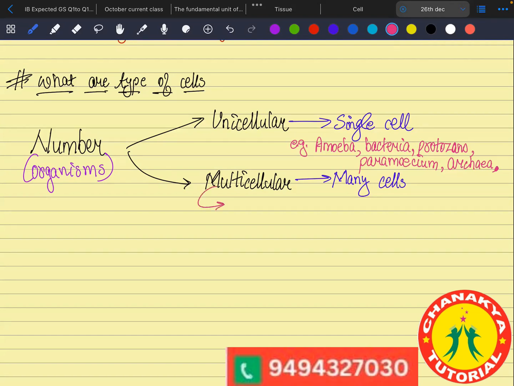Whereas for multicellular, examples we can take are plants and animals. In animals, humans also come under the animal category. So plants, animals, and fungi are also made up of multiple cells.